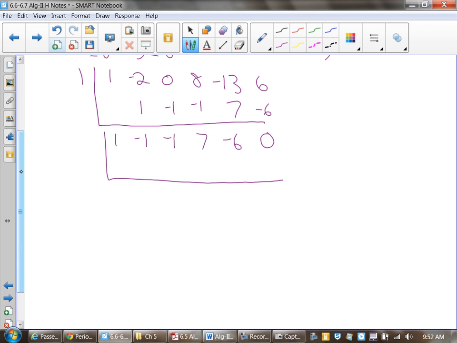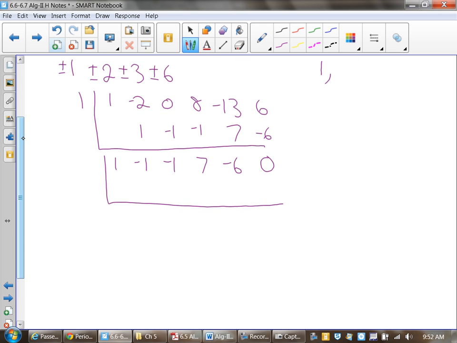When I use synthetic again, remember we have our list of possible zeros. I just continue to reuse that list. Yes, sir. Wait, why are you reusing that? Yeah, you did just find it. That's just one of the zeros. There's up to 4 more I gotta find. So it's not. Well, why are you not reusing what you just found? Well, in this case, what's my last term? What's my constant? What are all the factors of 6? 1, 2, 3, and 6.